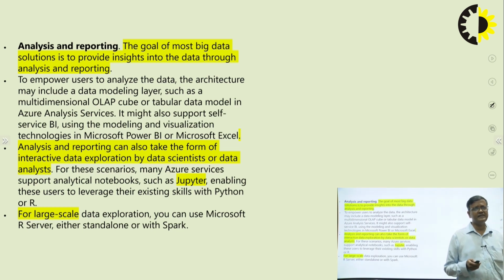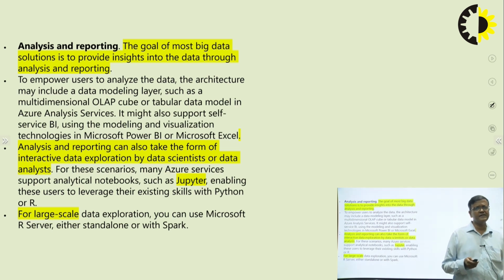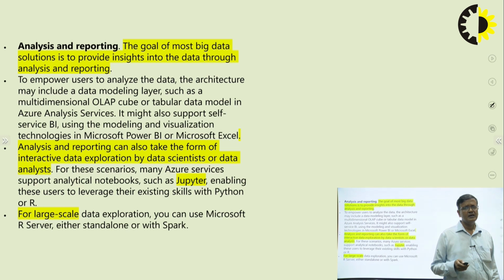Now coming to the part of analysis and reporting. So this is an important component because the goal of most big data solutions is to provide insights into the data through analysis and reporting. To empower users to analyze the data, the architecture may include a data modeling layer, such as a multi-dimensional OLAP cube or tabular data model in Azure Analysis Services. It might also support self-service BI using the modeling and visualization technologies in Microsoft Power BI or Microsoft Excel.